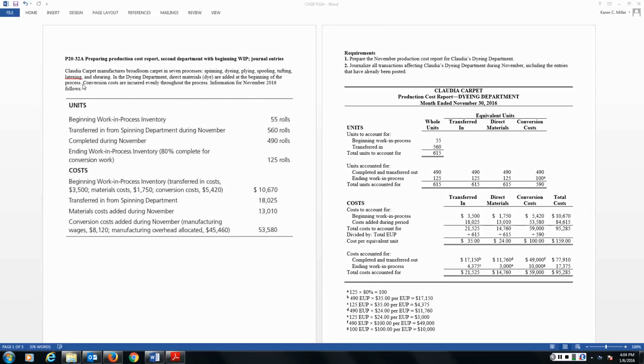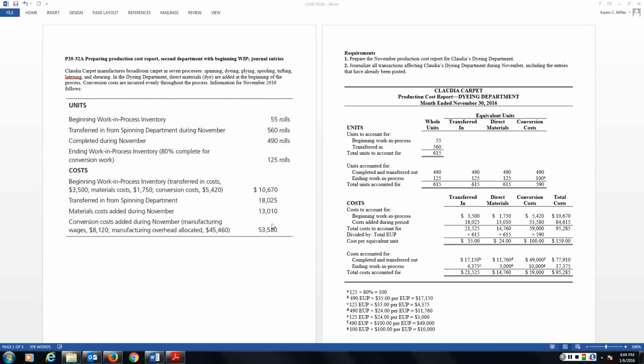So materials, the dye, are added as soon as the process begins the conversion cycle. Now our conversion cost, remember the direct labor and overhead that we apply to those materials to convert them to a finished product, are incurred, as your problem says, evenly throughout the process. So it gives us the following information to work through and asks us to prepare a cost report.